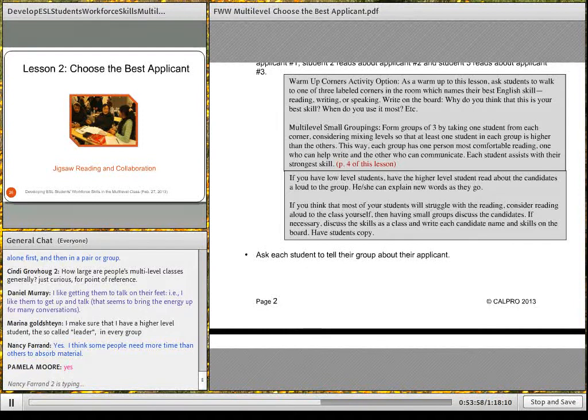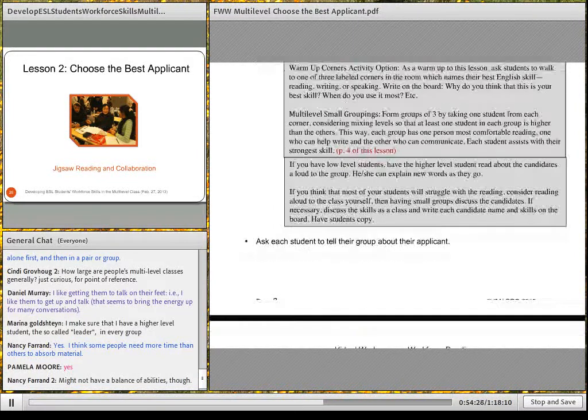If you have low-level students, have the higher-level student read about the candidates aloud to the group. So if it just isn't working to have everybody read, you can have 1 volunteer in each group, and they can explain or ask about words along the way. If it seems very difficult for your class, I recommend that you just read it as a class. Read it to them and discuss the skills as a class, and write each candidate's name and skill on the board. Okay? And students have a copy.